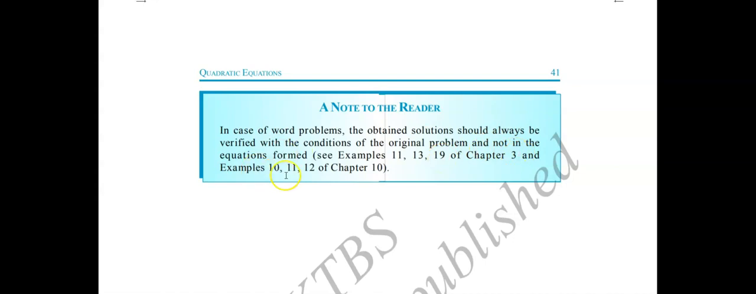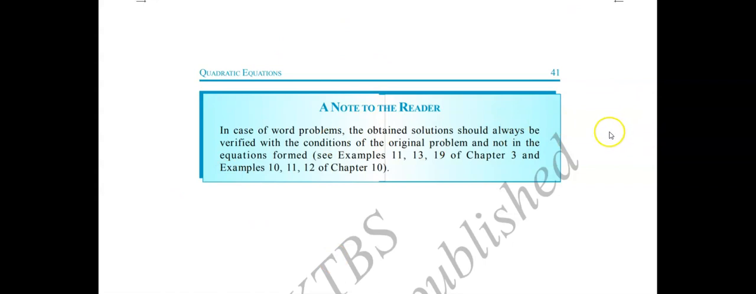And also example 10, 11, 12 of chapter 10. Again, you have to target chapter number 10, example 10, 11, 12. Even you have to solve that problem as well as the problems related to those problems. So, this is the area you can expect the question for 3 marks or 4 marks.